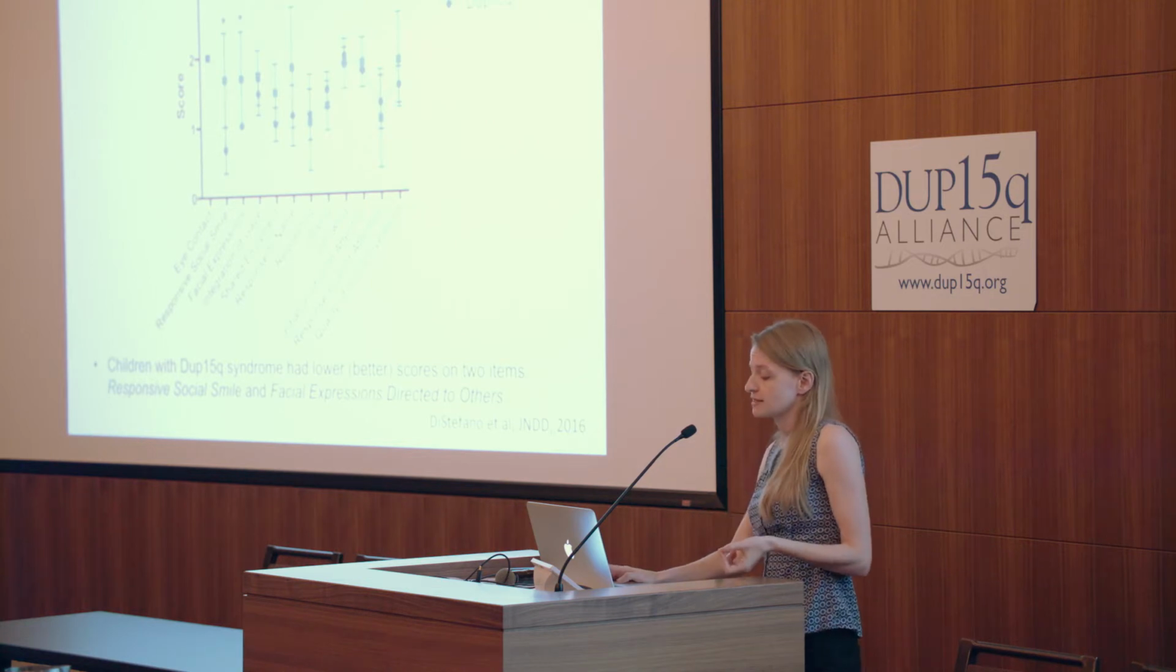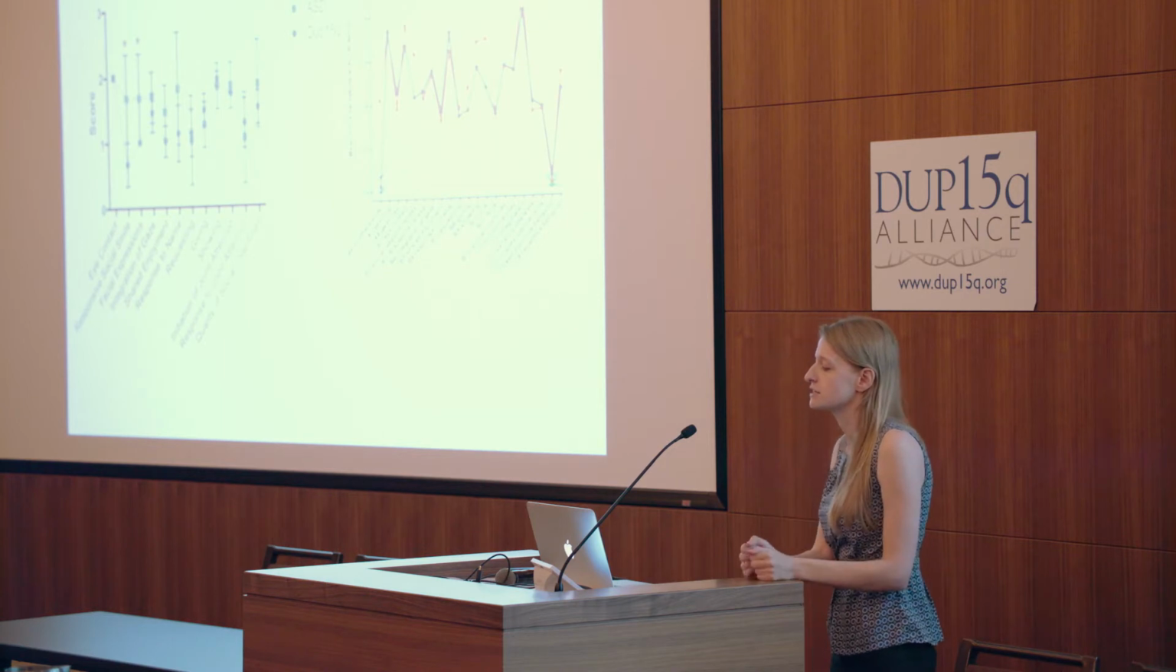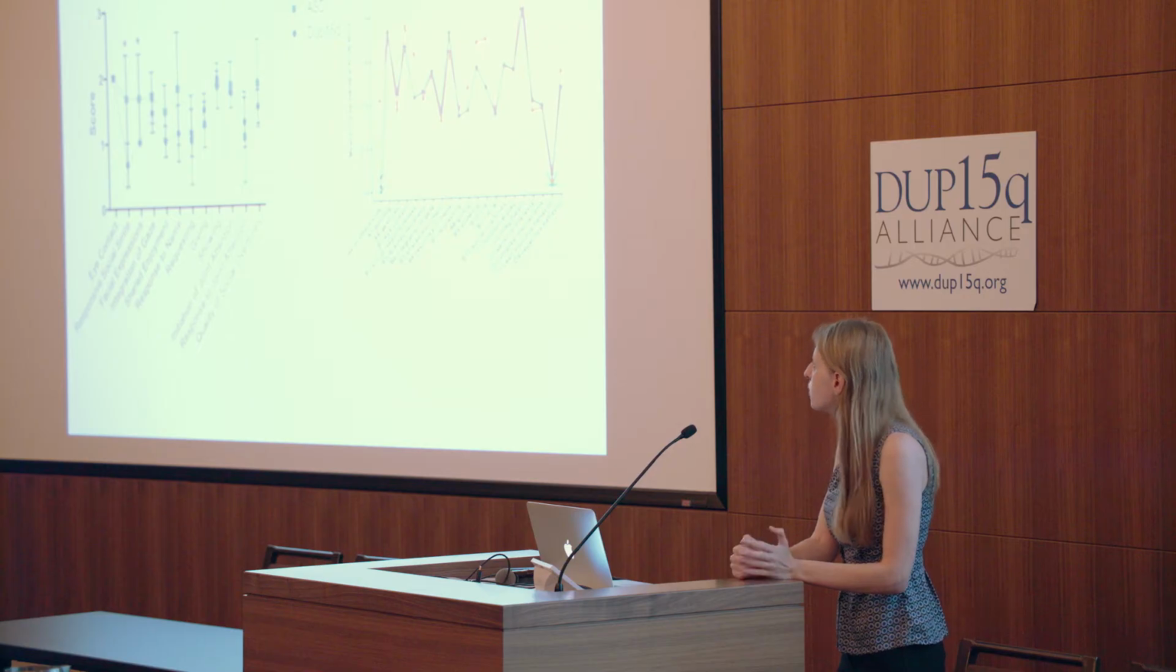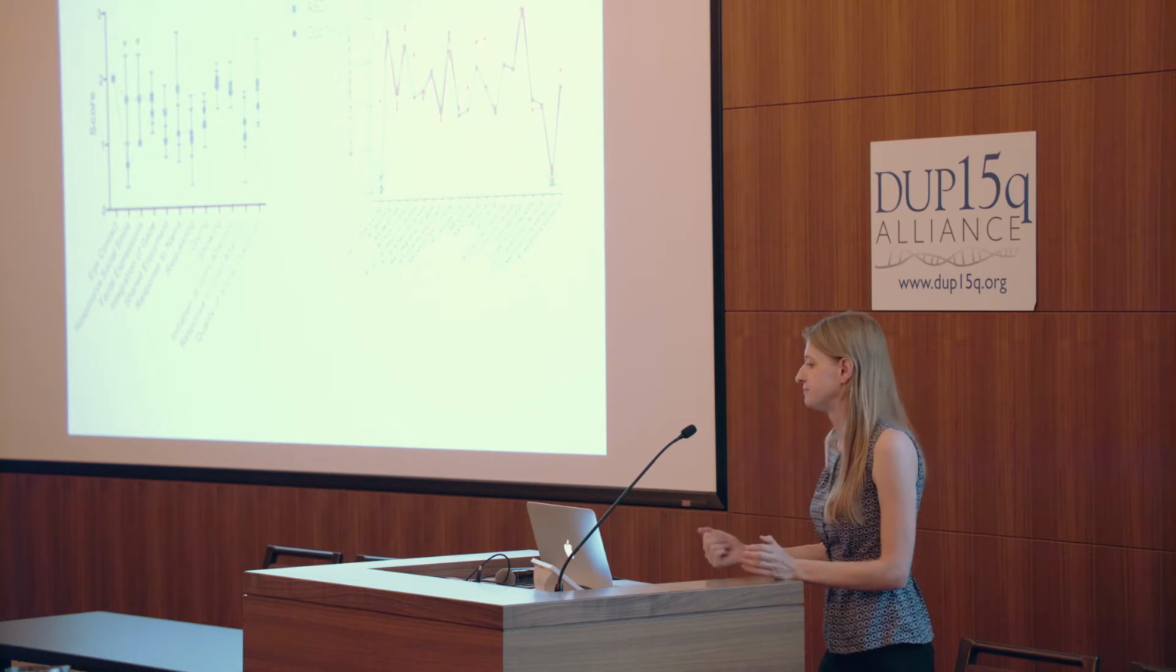An interesting contrast, just to highlight, Dr. Geste's lab also studies kids with TSC. We did a similar analysis. This graph here in the purple and orange is a similar ADOS item level analysis looking at kids with TSC versus non-syndromic ASD. And you can see that the lines are almost perfectly on top of each other, which is really in stark contrast to our Duke 15Q kids where, although only a couple of them emerged as significant statistically, there's a pretty different pattern there. So kids with Duke 15Q are showing some more intact skills on a variety of items.